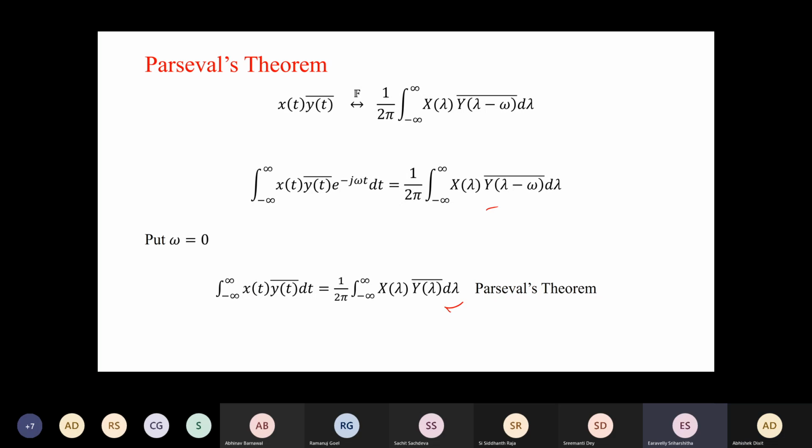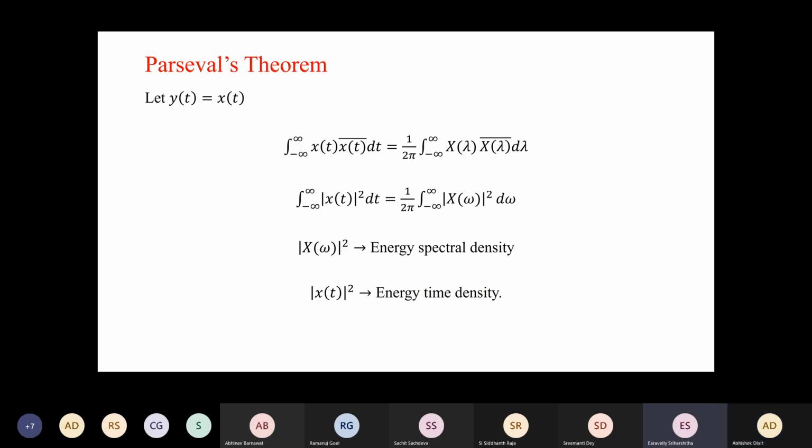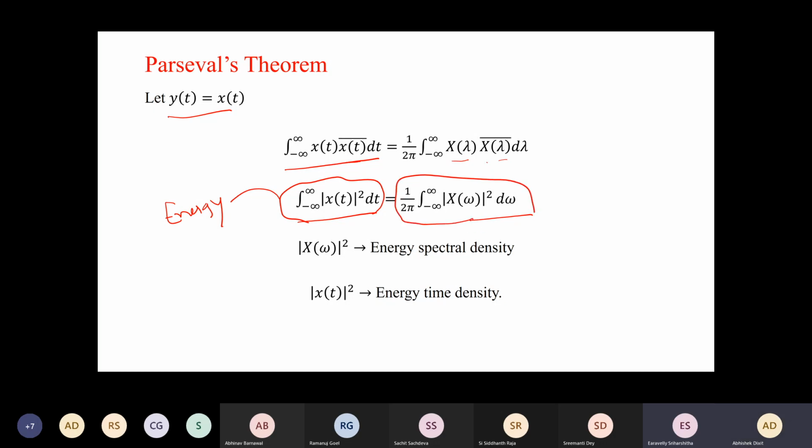Now we can make some changes also. I can put y(t) as x(t), so I will get x(t) conjugate, and here I will get X(lambda) conjugate. And this quantity is nothing but this, and this is simply this. So this is the energy of the signal, as we have seen. And so you can also calculate the energy by using the transform domain signal.